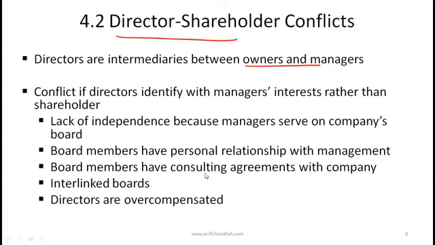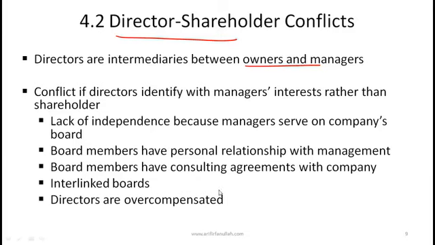Why is this an issue? Yeah, exactly. If you are giving him a nice consulting job, he is less likely to find problems with what you as a manager are doing. So that's an issue. Interlinked boards, what does this mean?